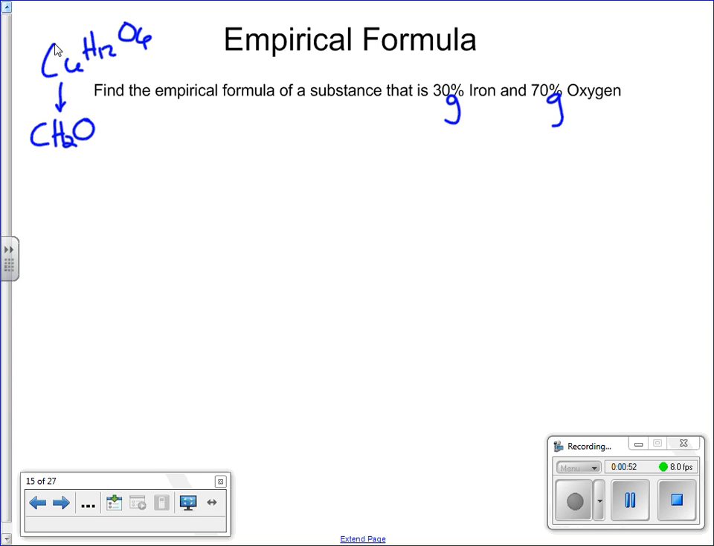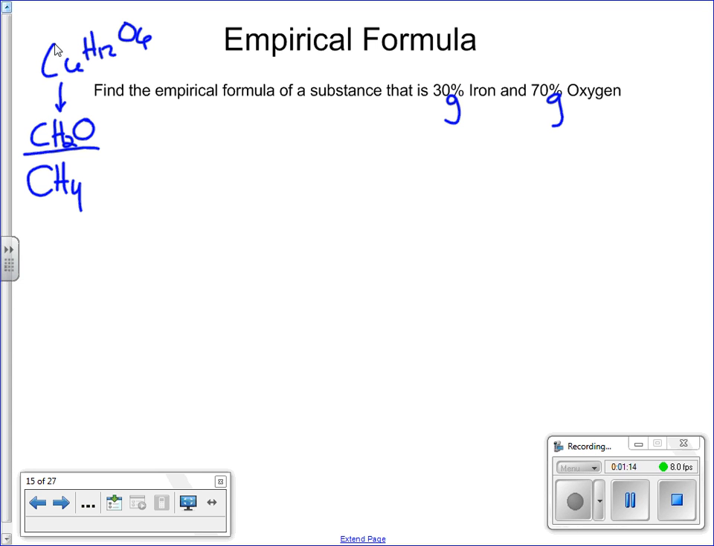Something like CH4, this is methane. This is both an empirical and a molecular formula, because the molecule of methane actually looks like CH4. There's 1 carbon and 4 hydrogens. It's also the lowest whole number ratio. Okay? So we're going to continue with this problem.